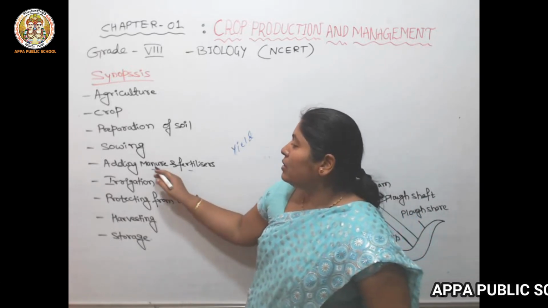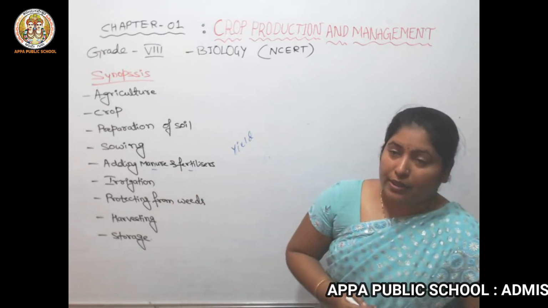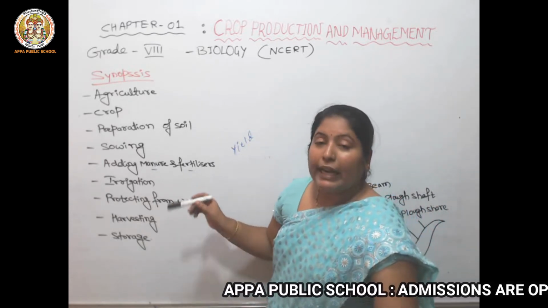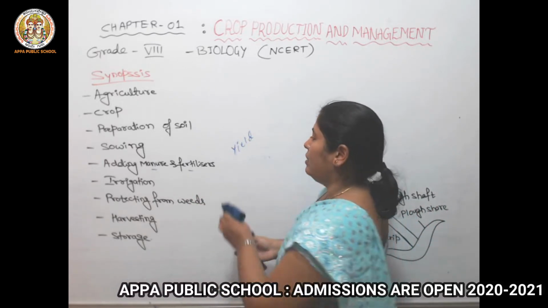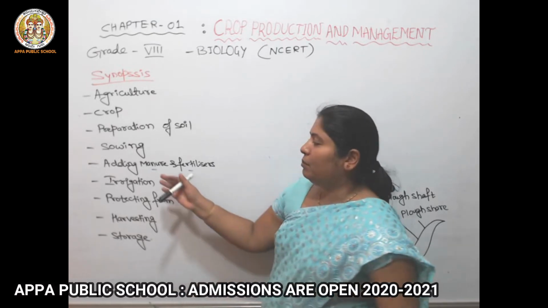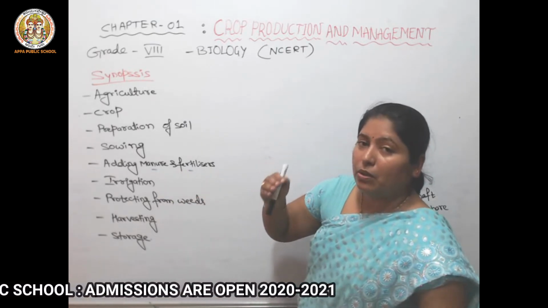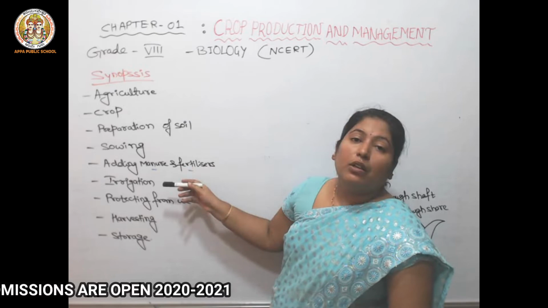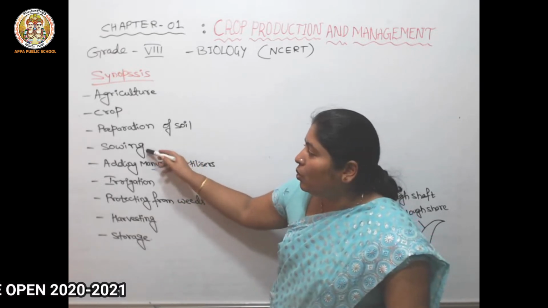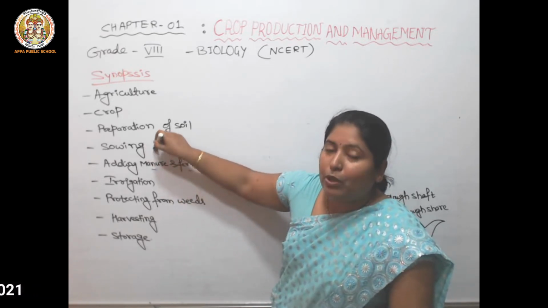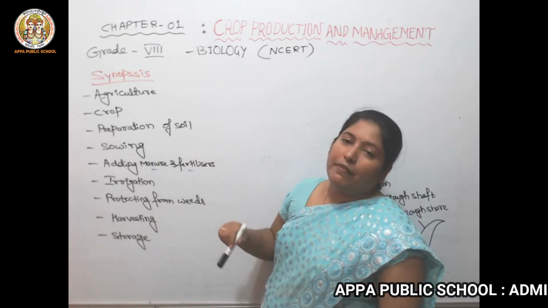Here the manures are the organic nutrients and the fertilizers are the inorganic nutrients, right? So we are going to add either manure or fertilizer depending upon the type of crop you are growing there, the type of seed which you have sown there. Depending upon that type of seed, you need to select the type of fertilizer.